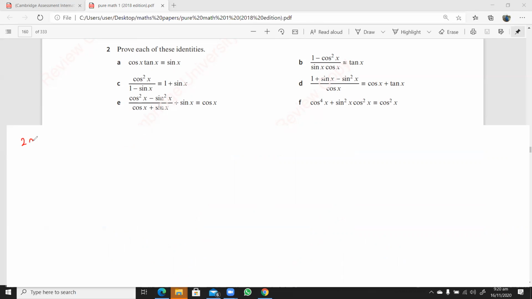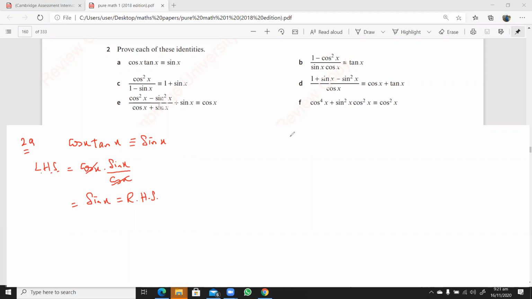Part A, we have cos x tan x, that is same as sin x. So how do we prove these identities? I'll say my left hand side is cos x tan x. Instead of tan x, I'll be writing sin x over cos x. So they have cancelled. So this is sin x, that is going to be equal to the right hand side.